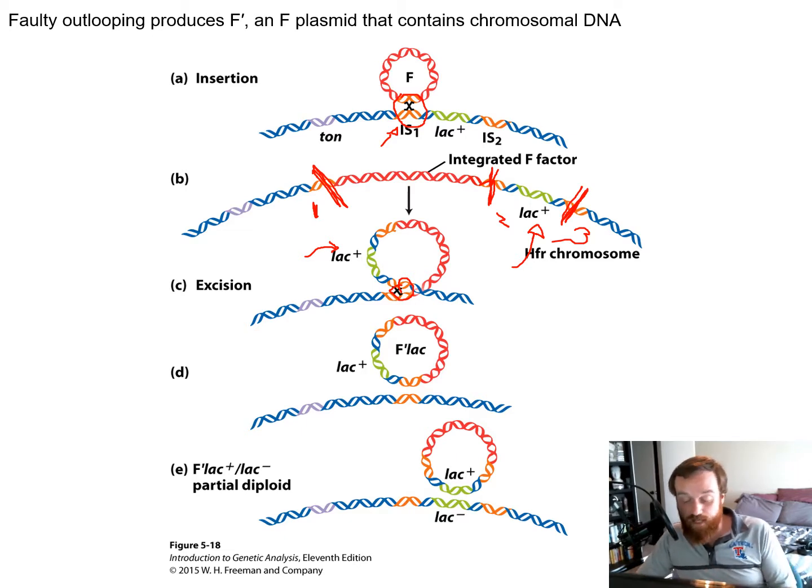And so that F plasmid will then go and do its normal F plasmid thing of finding an F minus strain and passing that F plasmid from one to the other. But it can also take some of these chromosomal genes, in this case an antibiotic resistance gene, with it.